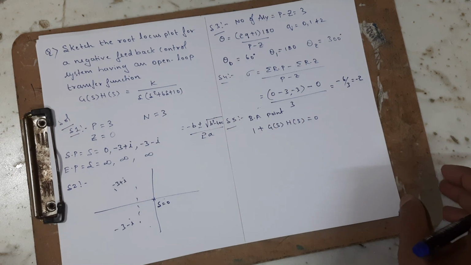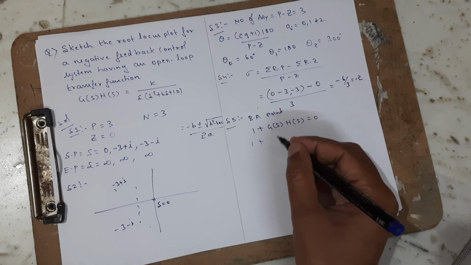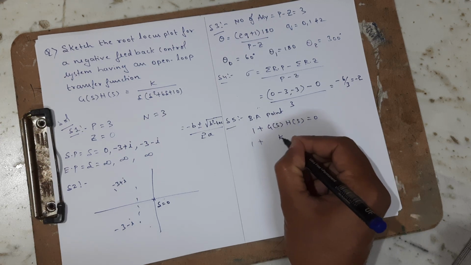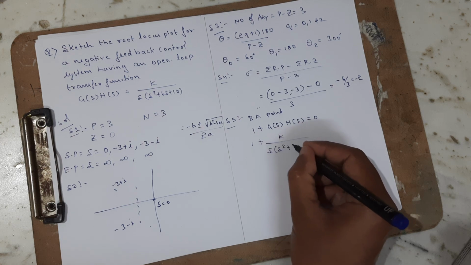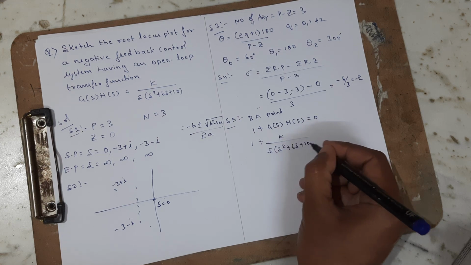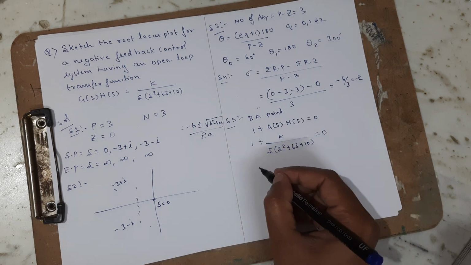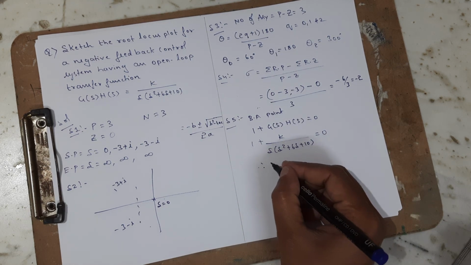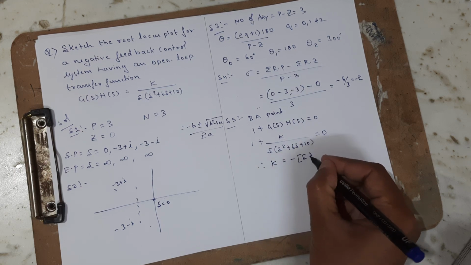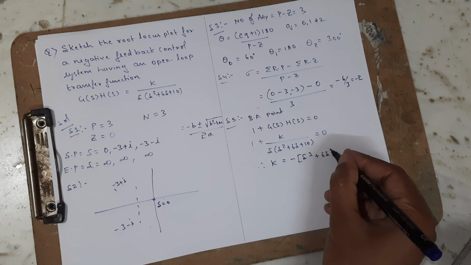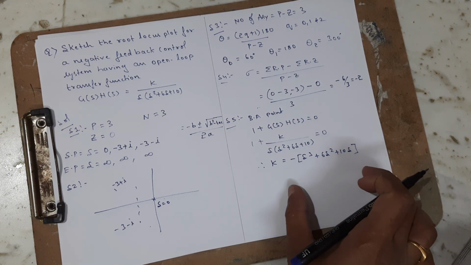So next, what is 1 plus G(s)H(s)? That is K divided by s square plus 6s plus 10 is equal to 0. If I simplify this, the K value is equal to minus of (s cube plus 6s square plus 10s). Okay, so this is after simplification.